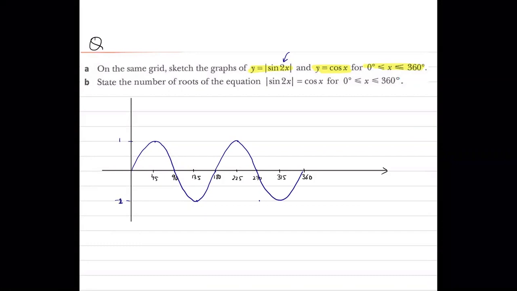Now, as far as cos x is concerned, cos x is going to start from 1, will go to 0 at 90 degrees, will go to -1 at 180 degrees, 0 again at 270, and at 360 is going to go upward to 1 again, because there needs to be only one cycle.